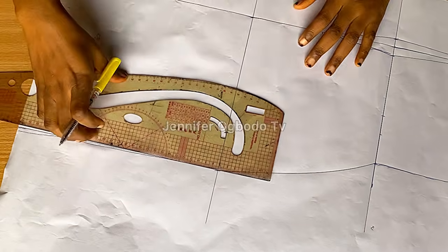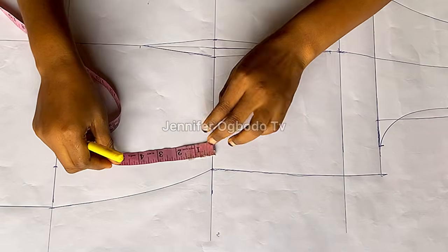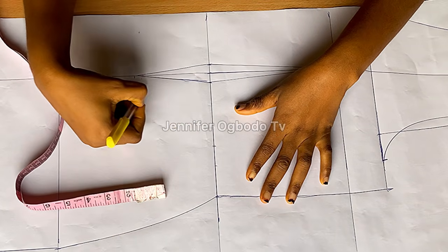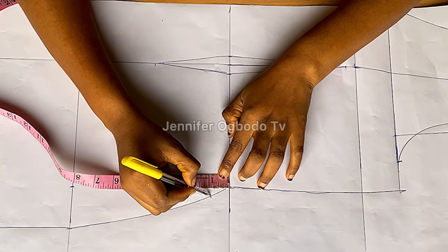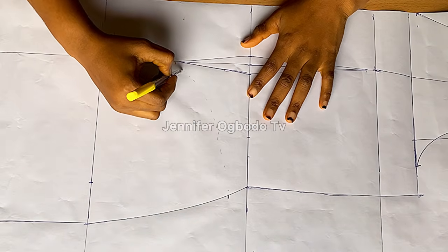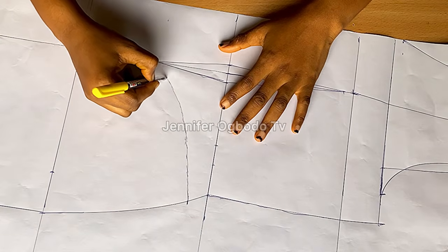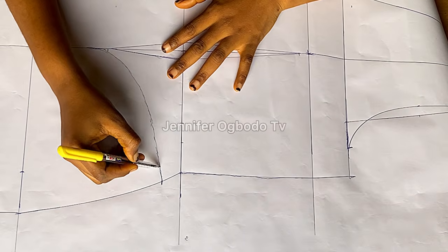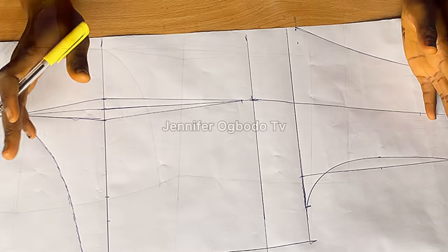So after doing so, the next thing I'm going to do now is to get the curve which we are going to have at the side. So you can start your curve from the waist area directly, the waistline. But for me, I'm going to come down by 1 inch, okay? And I'm going to just make a curve all the way to the dart leg like so. So just go ahead and get a perfect curve, okay? So after getting the curve, guys, this is what we are having.